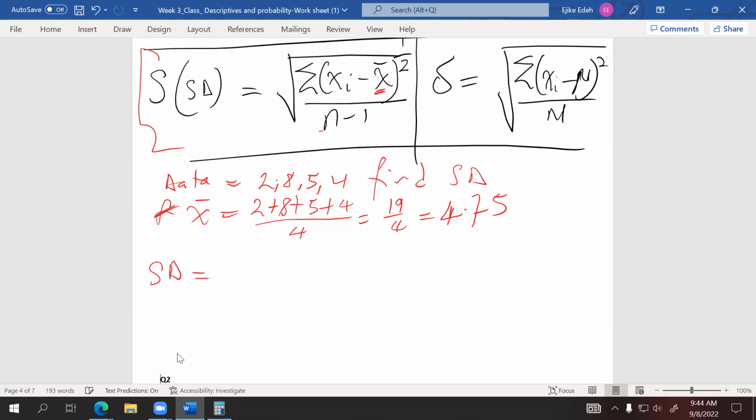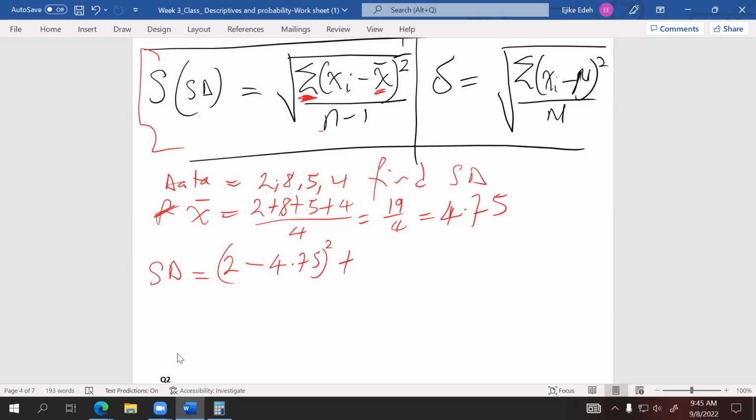Solving just the way it is, the first data is 2, right? Remember, i here represents all the number of data you have. So x1 is the first data, x2 is the second data, until you get to the end. If we're implementing this formula, we do the first data minus the mean, 4.75, squared, and then you're summing it up.